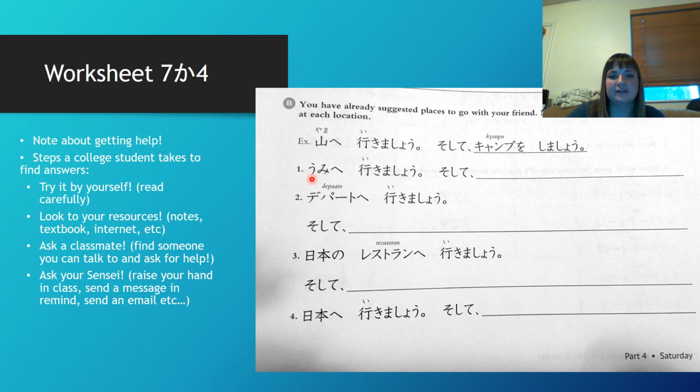So we invited our friend for example, Yama e ikimashou. Let's go to the mountain. What would you do in the mountains? Well, naturally, camping would be a good choice, right? So you can say, そして、キャンプをしましょう. Let's go camping, right? So go ahead and you're just going to use that same pattern. You're going to have something with the mashou pattern, and you're going to invite your friend to do some kind of activity that makes sense with those patterns, okay?